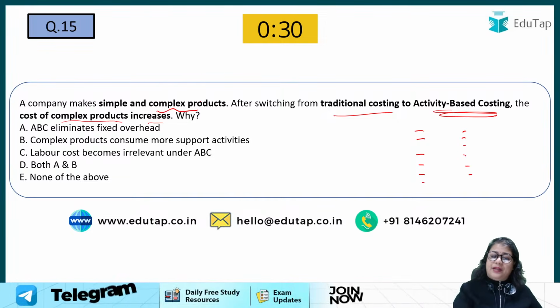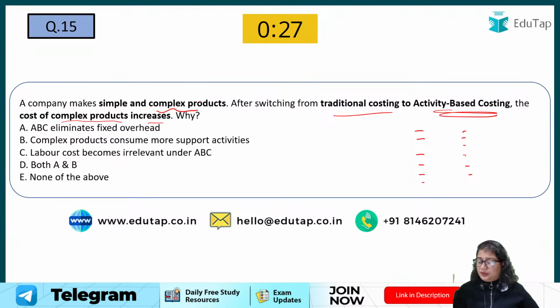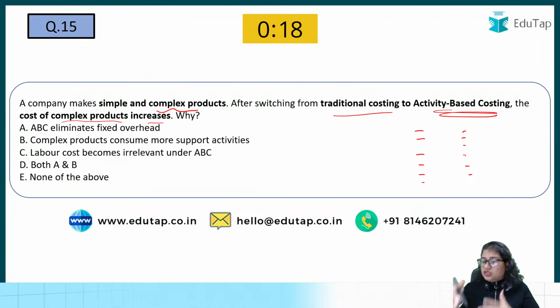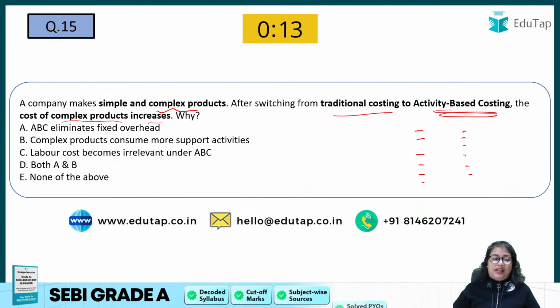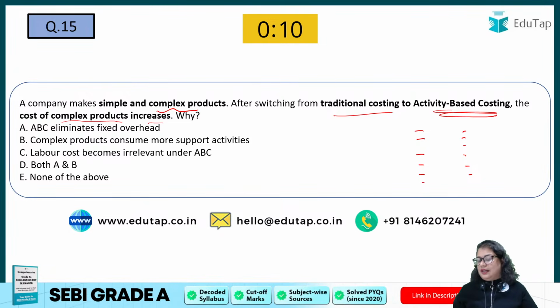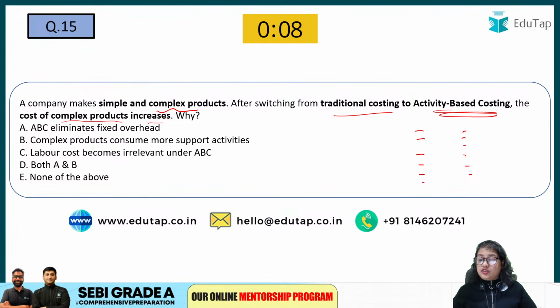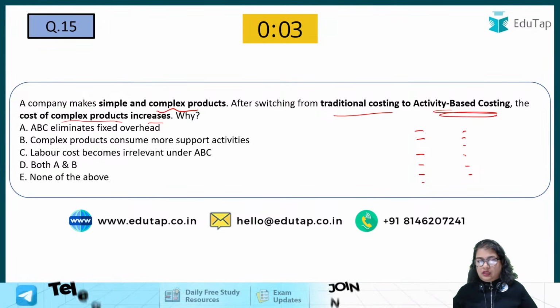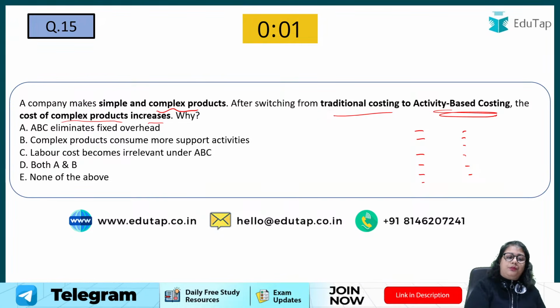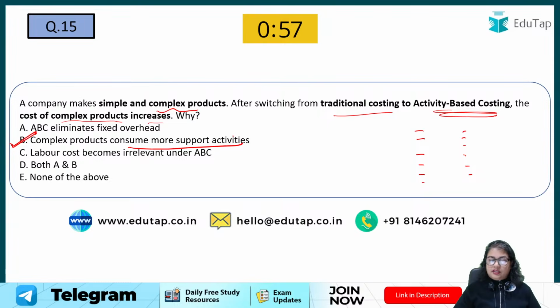So when it is a complex product, it will involve a lot of expenses, so it will have a lot of other cost drivers, so you know the cost of calculating will only increase, right? It will take a lot of time. So hence complex products consume more support activities, so it will involve more cost drivers, right? So hence the answer is option B, that is complex products consume more support activities. Let us look at the other options.